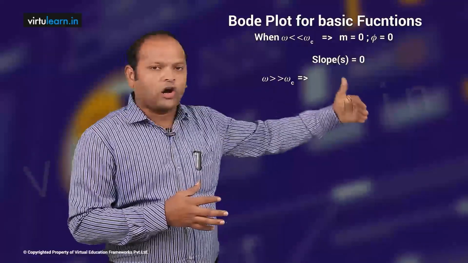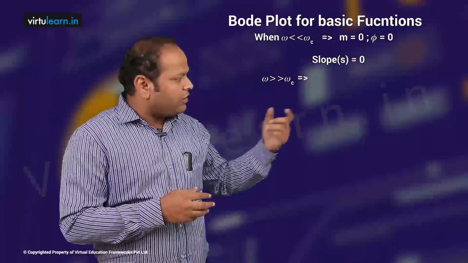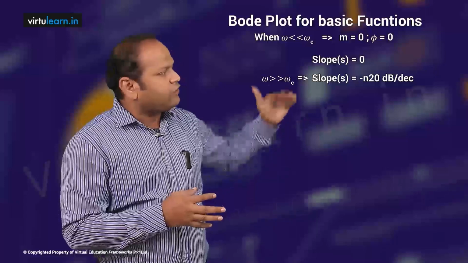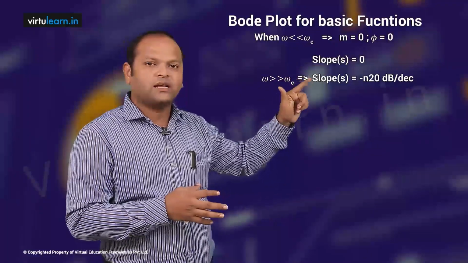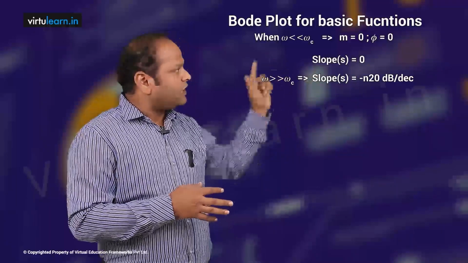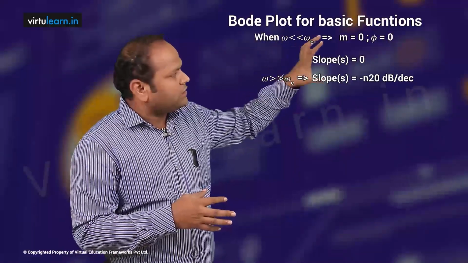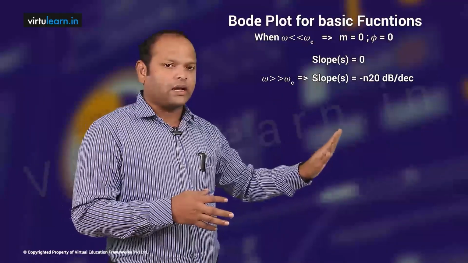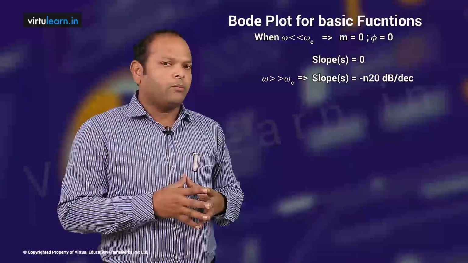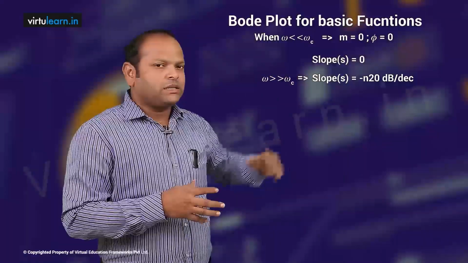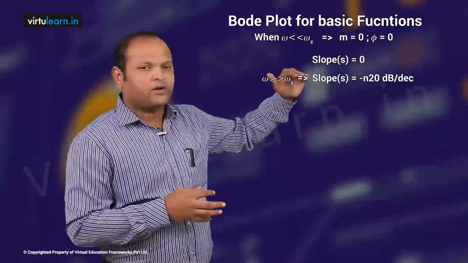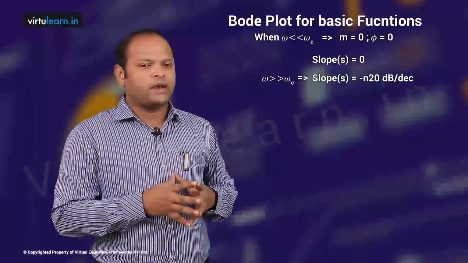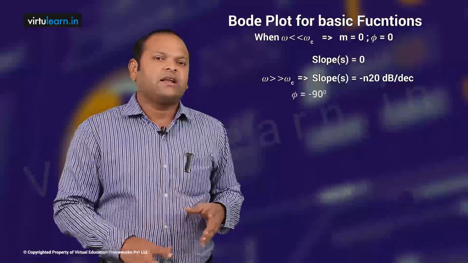When the frequency is above the corner frequency, for large frequencies, what will be the slope? The slope is going to be minus n 20 dB per decade. And the magnitude expression, we already have: 20 log base 10 of 1 by (1 plus omega square t square) whole power n. We can substitute omega values above omega c there to get individual magnitude values. But what is important is the slope. The slope for this factor is minus n 20 dB per decade when omega is greater than omega c. Then the phase angle is going to be minus n 90 degrees.